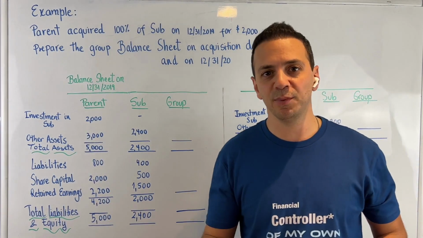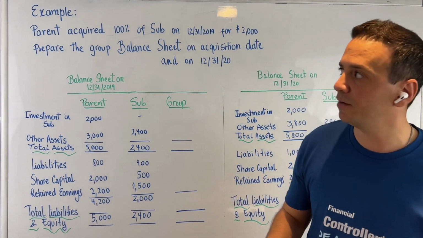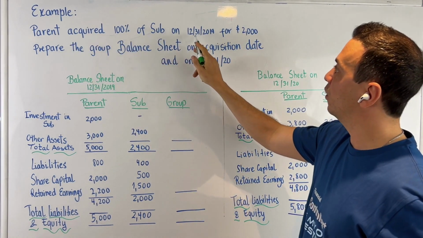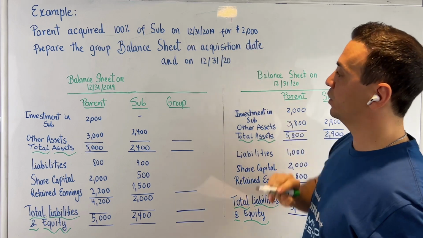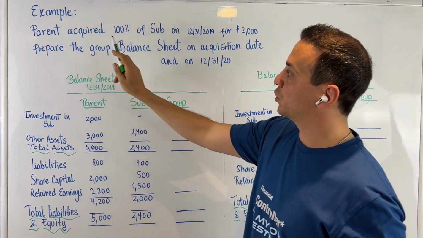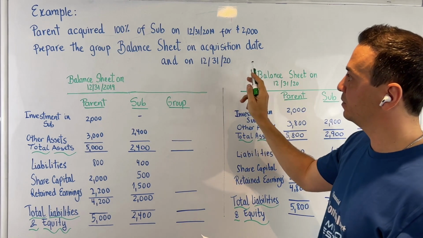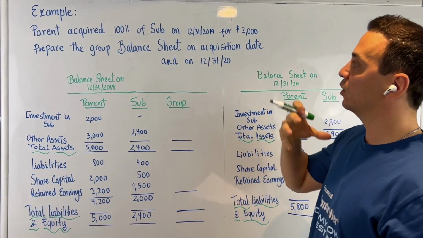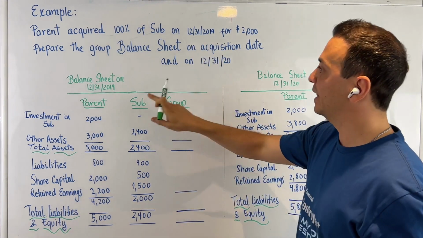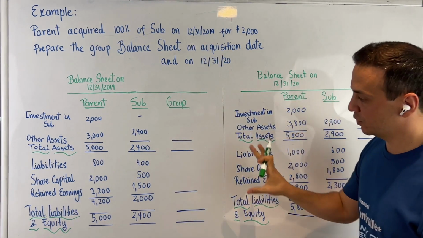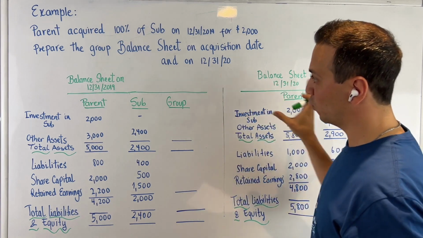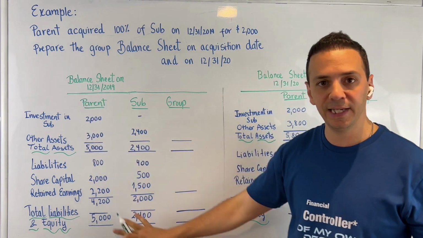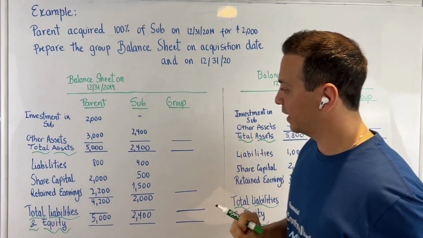All right, so walking through an example of a consolidated balance sheet. The example that we have today is a parent company that acquired 100% of a sub on 12/31/2019 for $2,000. Now, prepare the group balance sheet on the acquisition date and on 12/31/2020. So basically, they're asking you to do the combination on the acquisition date and then again 1 year later. This will give you a picture of what happens after 1 year from the acquisition date. Okay, so let's go through it. And as we go through it here, we'll write some notes on the things that we have to do.